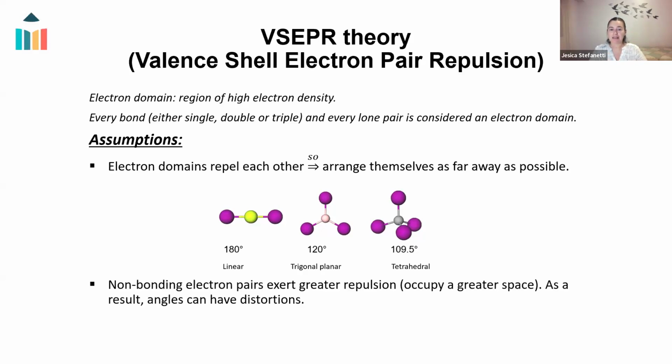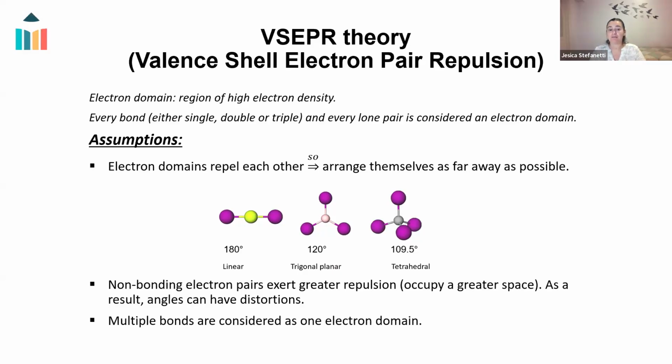We should also keep in mind that non-bonding electrons around the central atom tend to exert greater repulsion. That means that they are not just localized within the bond, they tend to be just there, and so we can think about them occupying a greater space. This is something that will produce a distortion. We will see that later on. But we should keep in mind that non-bonding electron pairs will exert a greater repulsion compared to bonding pairs.